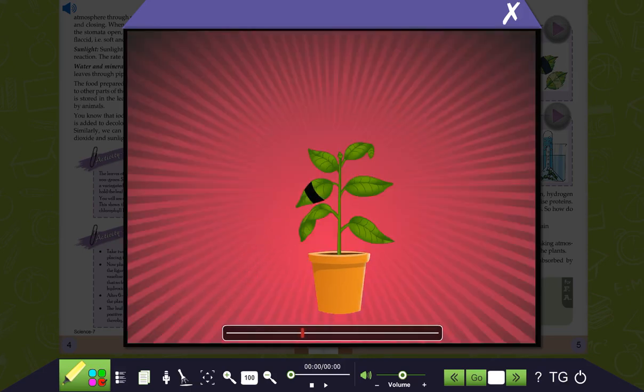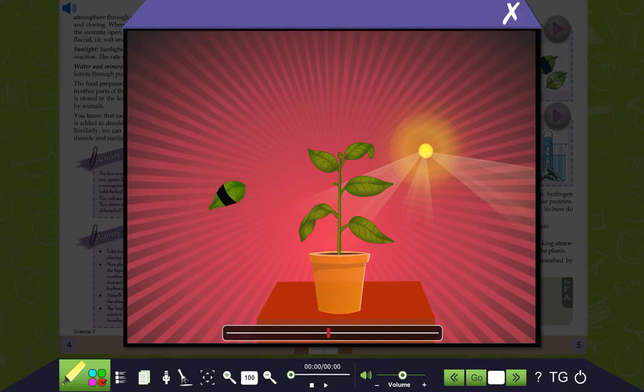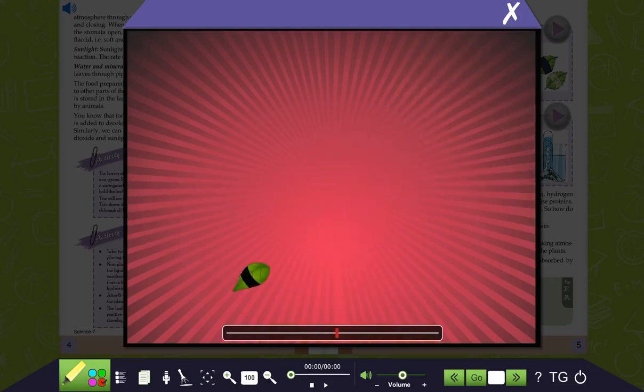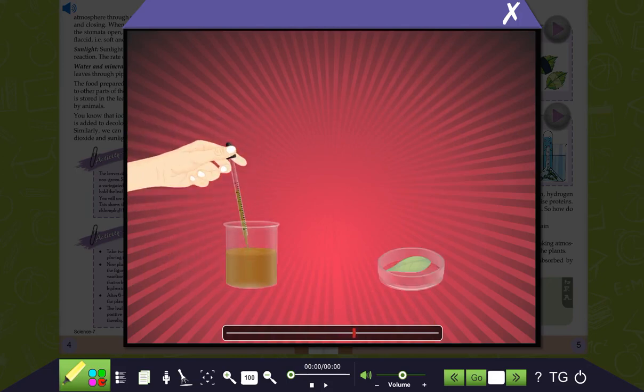Now cover half a leaf, front and back, with black paper. Keep the plant in sunlight for 6 to 8 hours. Pluck the covered leaf from plant, uncover it, and perform the iodine test.